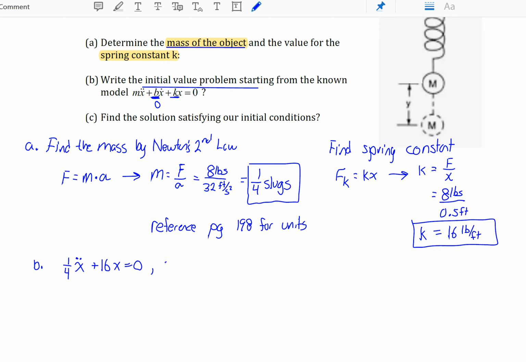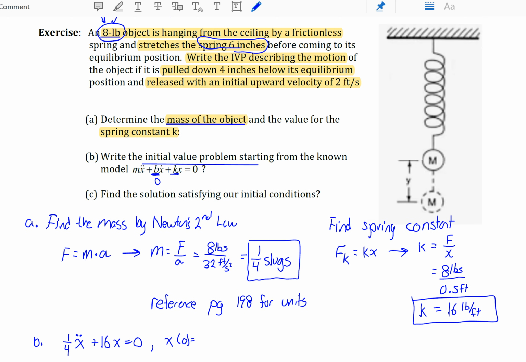We know our initial position, x at time 0. Now they told us in this problem that after it was in equilibrium, it was pulled 4 more inches below its equilibrium. Again, I can't use 4 inches here. You want to remember that 4 inches is actually, in terms of a foot, 1/3 of a foot. So that's our initial position.